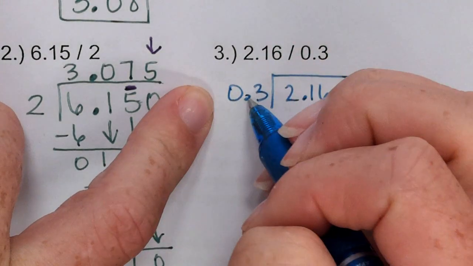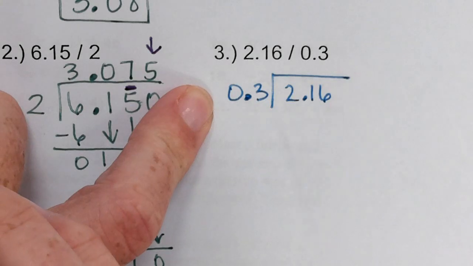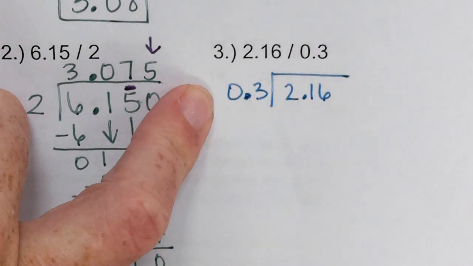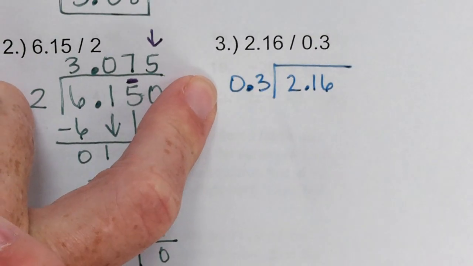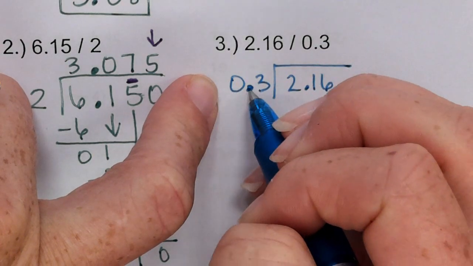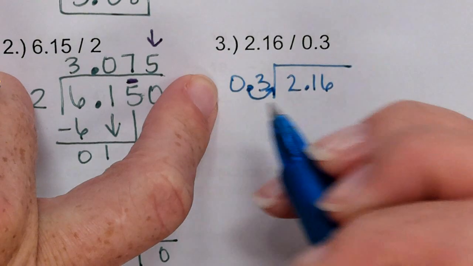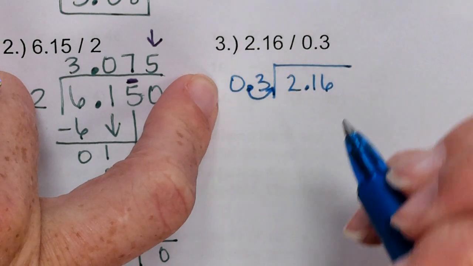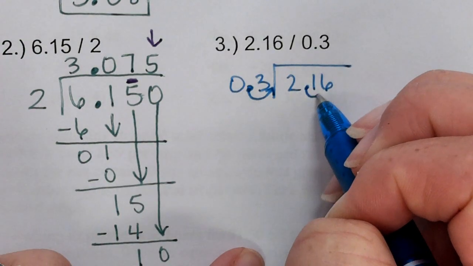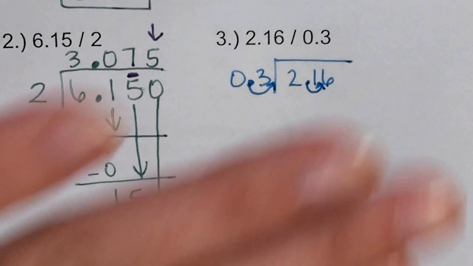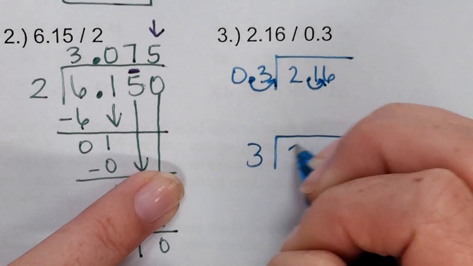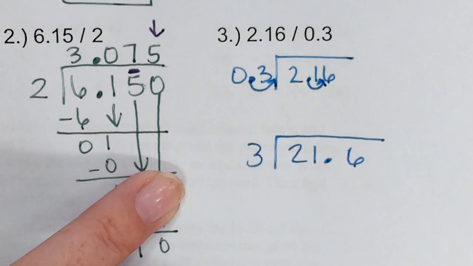But I know I cannot do this problem with a decimal on the outside. You must move it over till it's a whole number. If it takes you moving it 5 times, you move it 5 times. This one is only going to take moving once. Now, whatever you move this one, you have to move this one exactly the same. So I only moved it once. So this one's going to move once. And now I don't like the way that looks. So I'm just going to rewrite it. 3 goes into 21.6. That looks so much better to me.